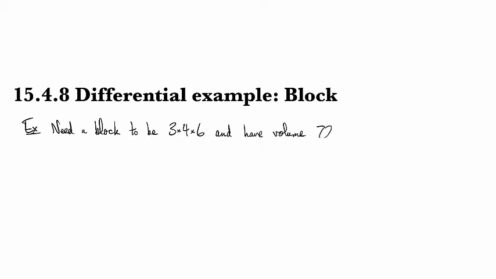So here's a very common type of engineering application of differentials. Suppose that we're going to machine a block, so a block of wood, metal, some part for a device, and it's supposed to be 3 by 4 by 6, but it's important that the volume be 72 accurate to within say 0.1.